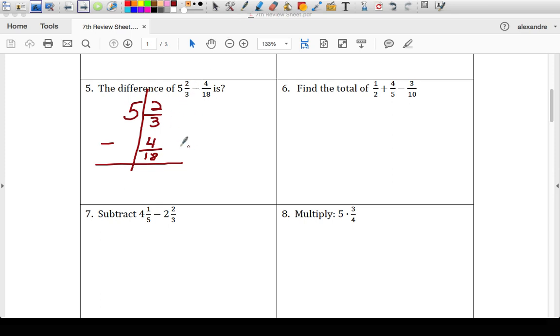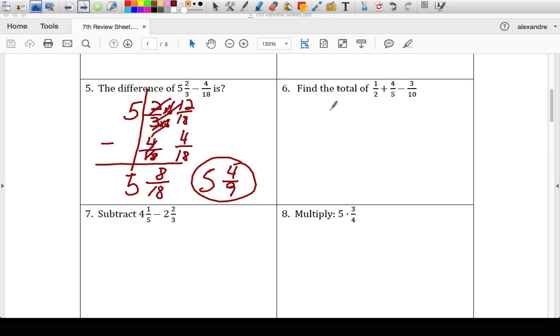The LCM between 3 and 18 is 18. So that stays. And over here, the 3 is going to change to 18, times 6, times 6, and I'm going to have 12. Cross this out. So 12 minus 4 is 8. 18 stays the same, and 5. If you simplify that, we're going to divide this by 2. 4 over 9.